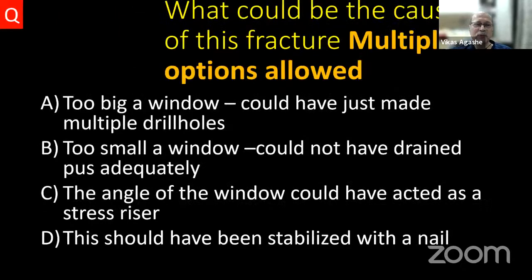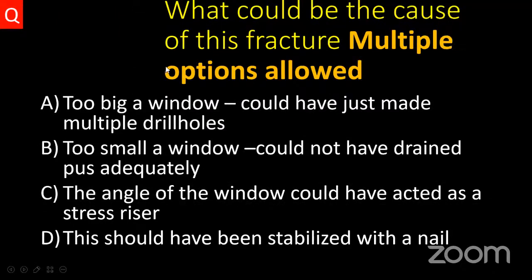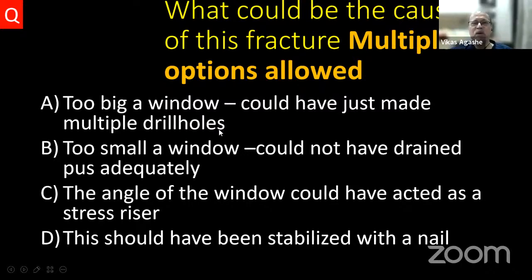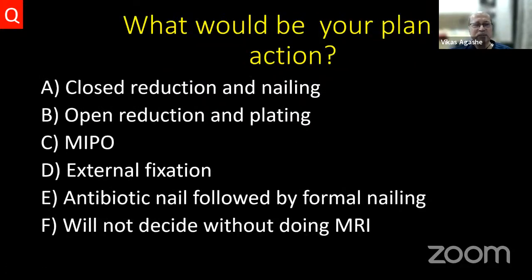Now, what could be the cause? Too big a window, could have just made small drill holes. Too small a window, could not have drained the pus adequately. The angle of the window could have acted as a stress riser, or this should have been stabilized with a nail. I will go ahead with the next thing and then we will discuss.